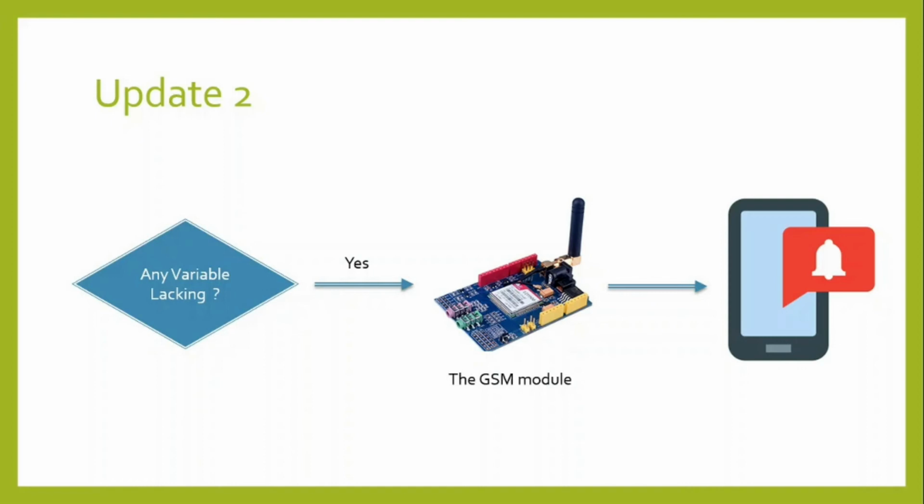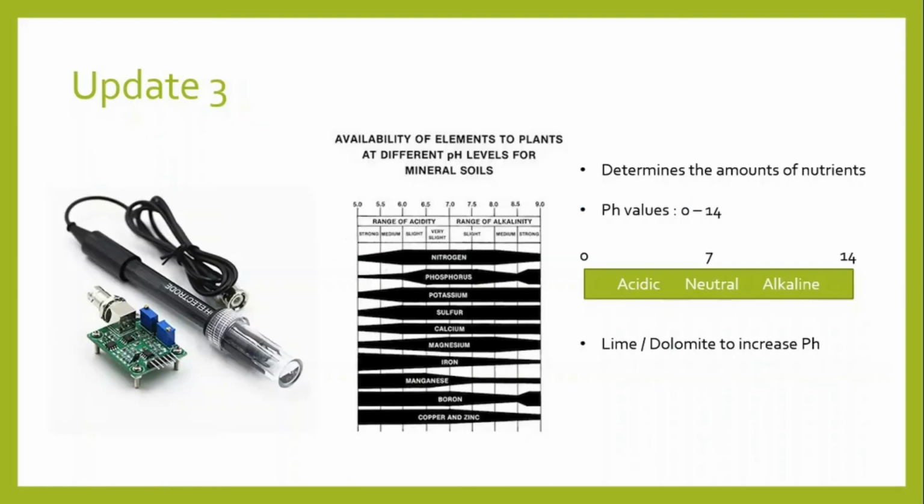Moving on to the second update. As mentioned in our previous videos, we are monitoring the variables of the plants. And with that information, we can compare it with the given level. And if a certain plant is missing a certain amount of a variable, we are going to notify the user through a GSM module. For example, if the plant is lacking a certain amount of water, the user is going to know about that.